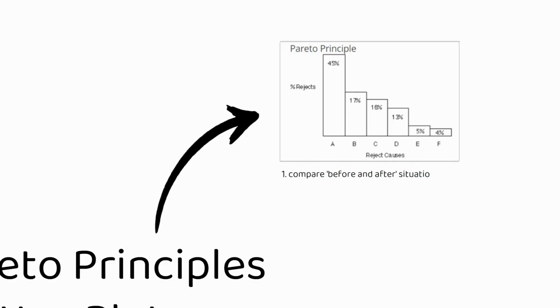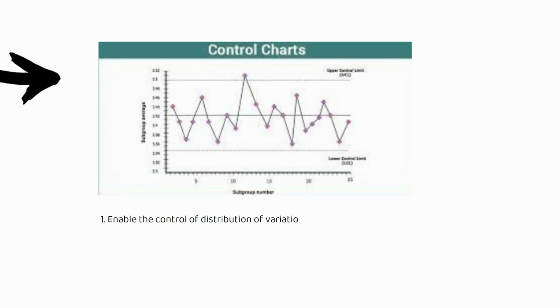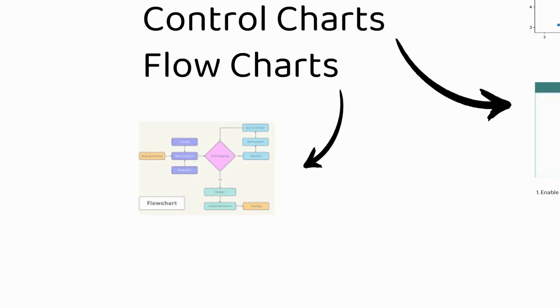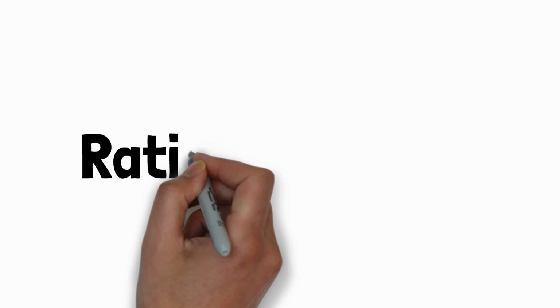Pareto principle is used to compare before and after situations and decide where to apply initial effort for measurable effect. The scatter plot is used to define the area of relationship between two variables. The control chart enables control of the distribution of variation rather than attempting to control each individual variation. And the last tool is the flow chart. A flow chart enables the modeling of process and decision and develops a common understanding of a process by those involved.